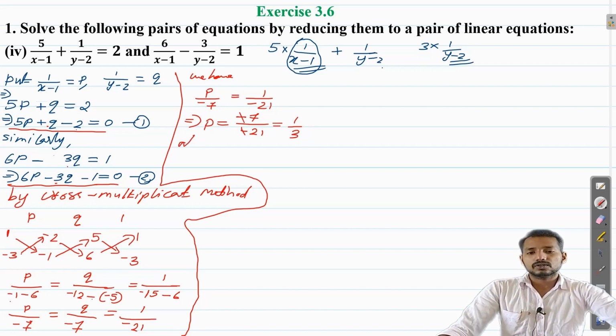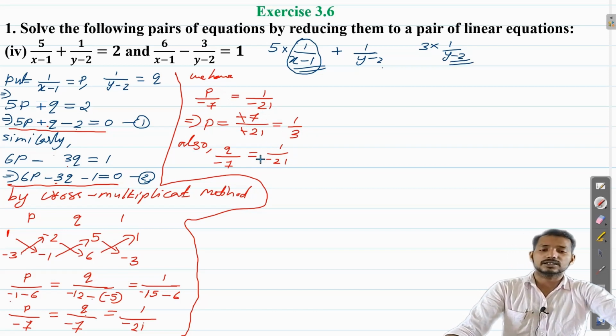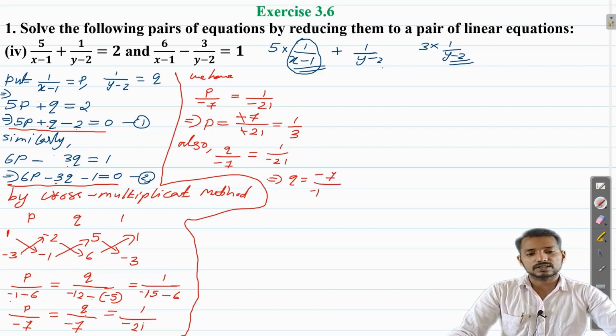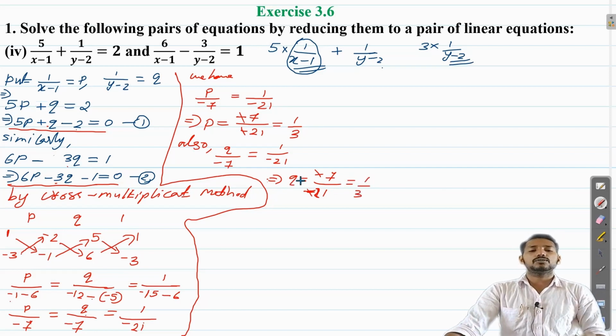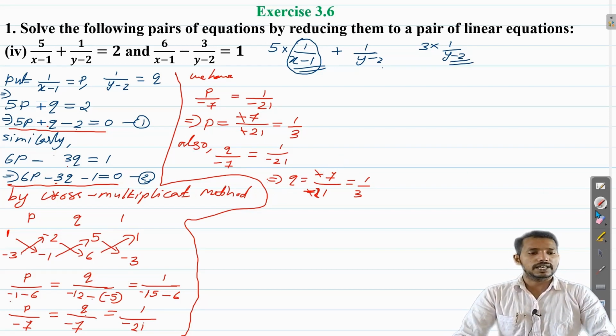Also, comparing the second and the third terms to get the value of q. So q divided by minus 7 is equal to 1 by minus 21, same as the first and last term. So that implies q is equal to denominator minus 7 will be a numerator, same as in the first case what we have discussed, minus 7 divided by minus 21. Minus is cancelled. 7 divided by 21 is equal to 1 by 3. So now we have got the value of both p and q. Now we can go for the substitution to get the value of x and y.